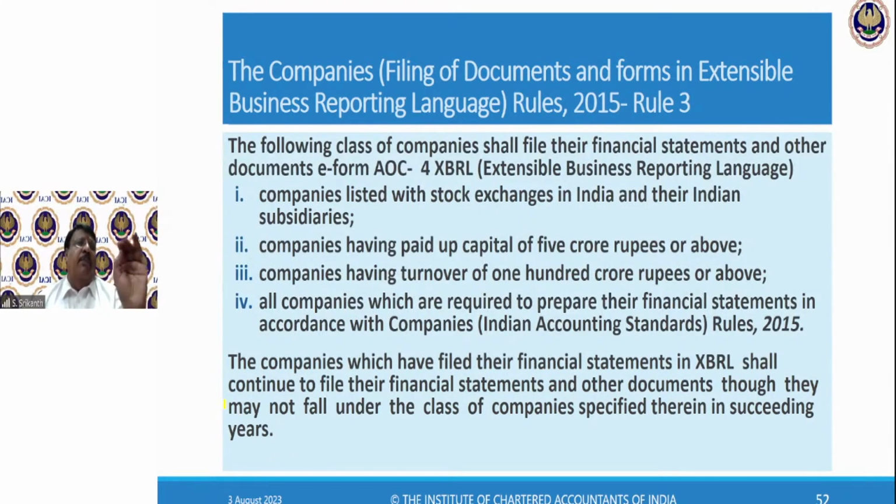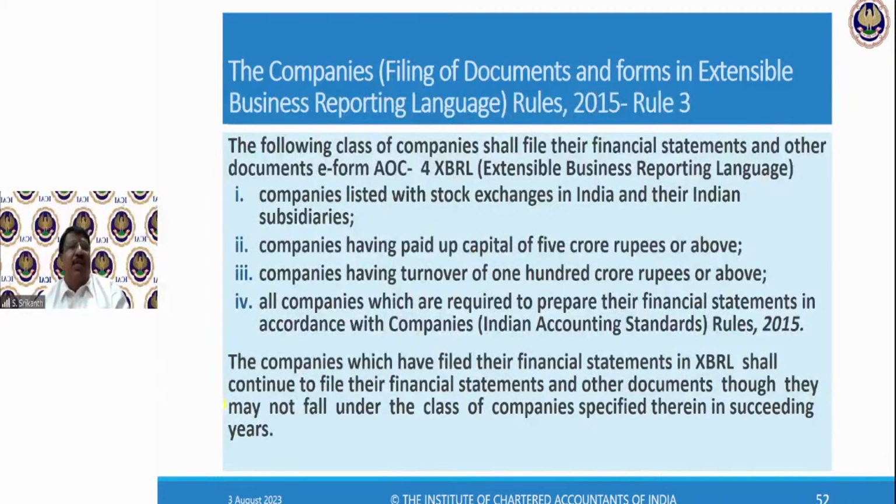Who has to do it? Companies listed with stock exchanges in India and their Indian subsidiaries. Companies having paid up capital of 5 crore rupees or more, or turnover of 100 crore rupees or more. All companies which are required to file their financial statements in accordance with Ind AS. If Ind AS is applicable to you, if the convergence has happened and you have to comply with Ind AS, then you have to do it. So those companies for which Ind AS is applicable also have to file XBRL.